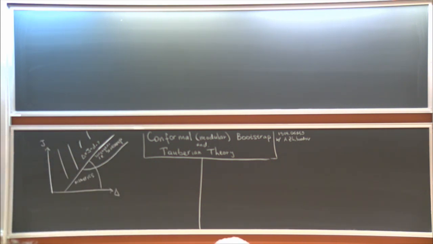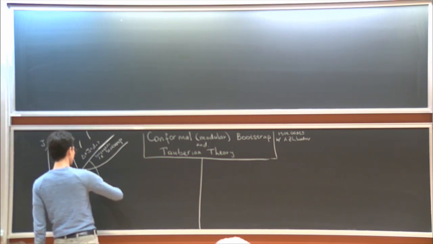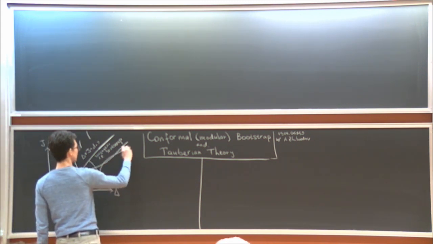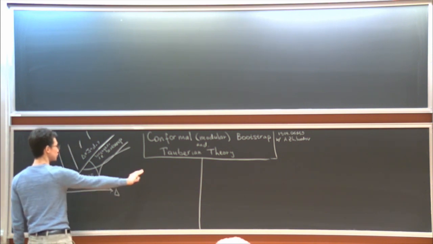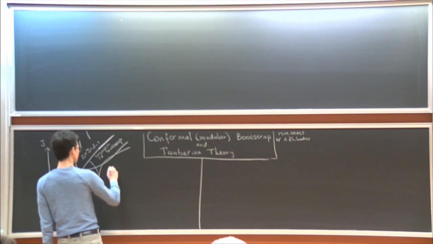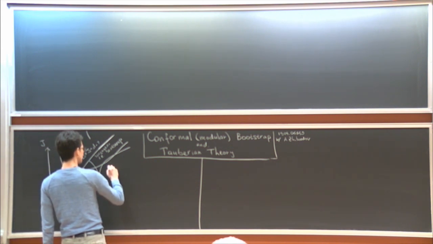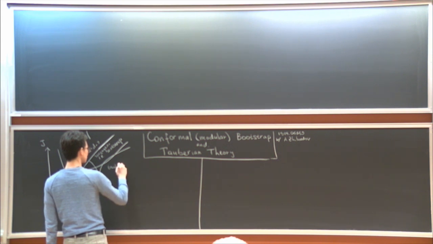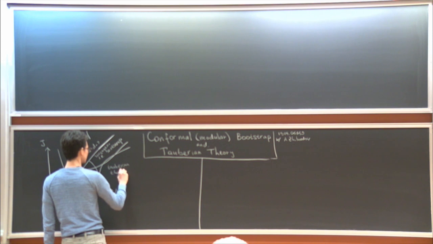The story which I want to tell you about today would be a complementary region to these two, where we consider large dimension and finite spin. And I will argue that here a good set of ideas to use are these Tauberian theory ideas.